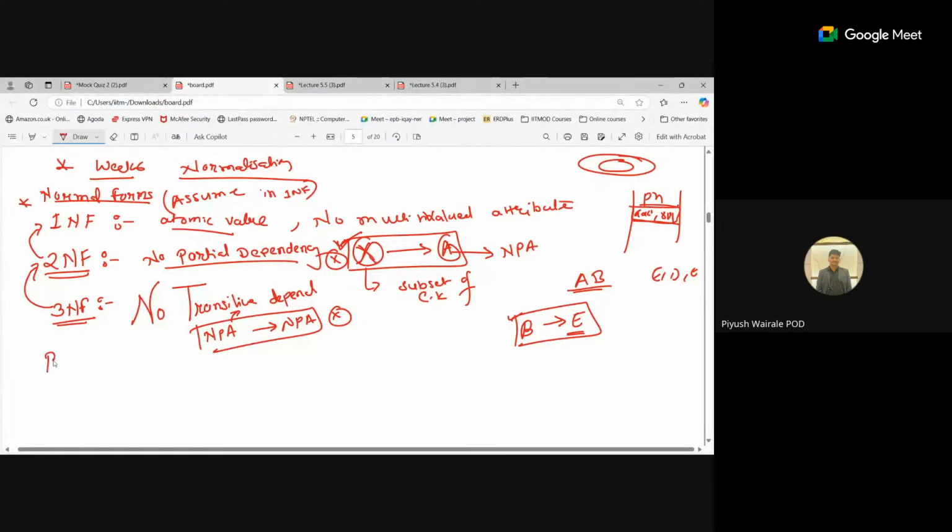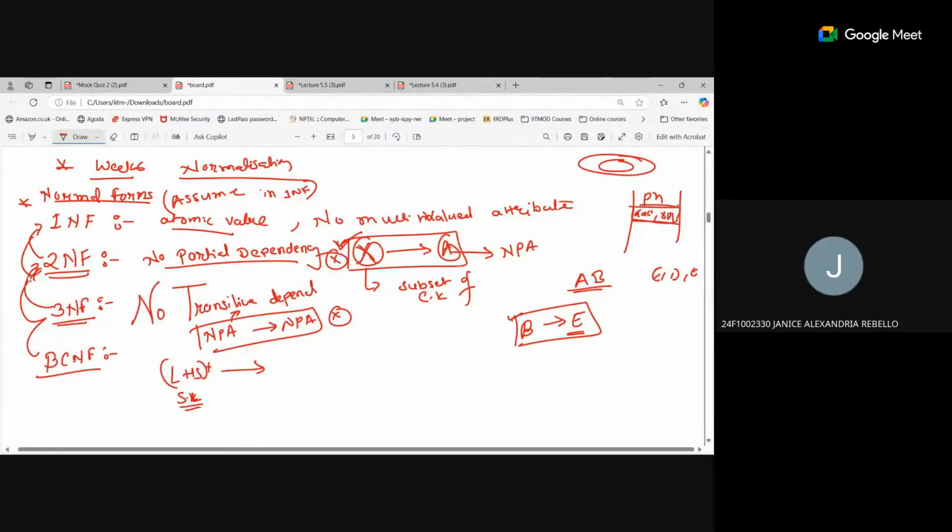What about BCNF? Non-prime should not determine a prime attribute. All the functional dependencies must have the left side as a super key. So the left-hand side of every functional dependency must be a super key for BCNF. But it should be in 3NF, 2NF, and 1NF first.